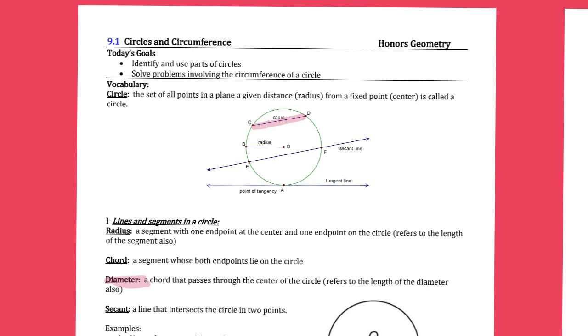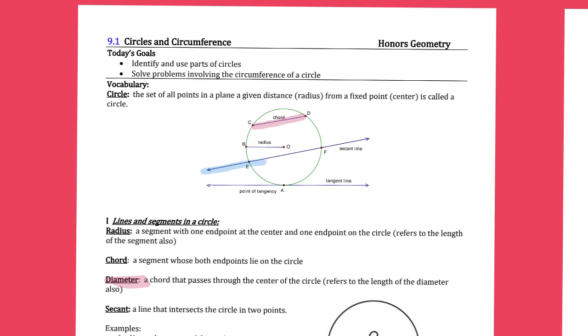A radius is the distance from the center to a point on the circle. And on every circle, that length is consistent. So within one circle, all the radii will be congruent. And then let's see what else we've got. I can color code these. You guys can color code your notes as well.